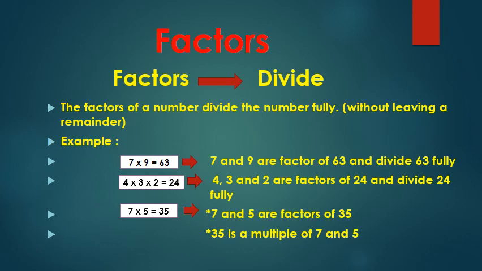How? I will repeat once again. See, 7 multiplied by 5 is equal to 35. So 7 and 5 are the factors of 35 because 35 is completely divisible by 7 as well as by 5. And 35 is also a multiple of 7 and 5. So this is the relation between factors and multiples. And just now I told you that 35 is divisible by 7 and 5. Means when you will divide 35 by 7, the remainder will be 0. And when you will divide 35 by 5, the remainder again will be 0.